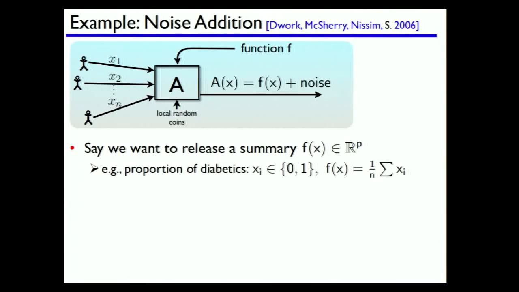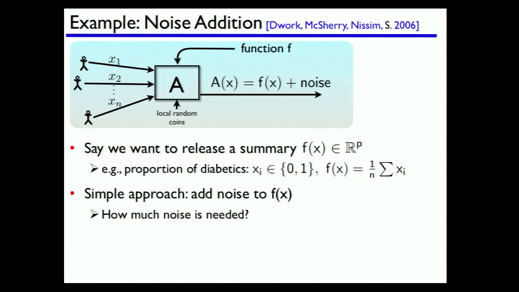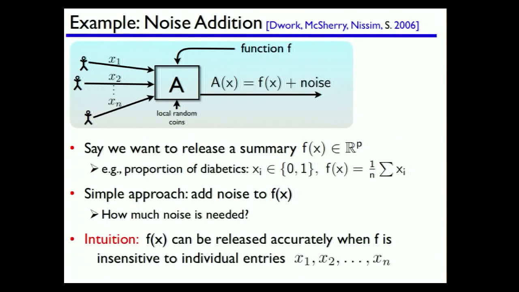So for each person I have a bit, and the f of x I want is just 1 over n times the sum of these bits. A simple approach is to add noise. The question is how much noise? The intuition is that we should be able to satisfy this type of indistinguishability definition as long as f itself is insensitive to changes in the entries of x.